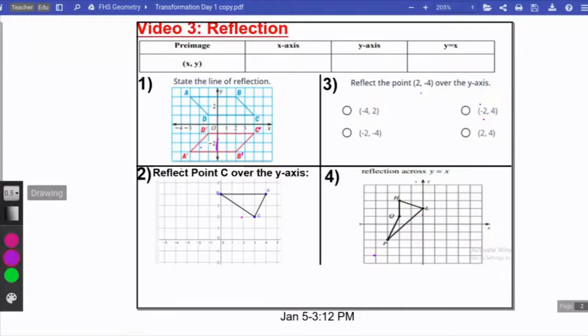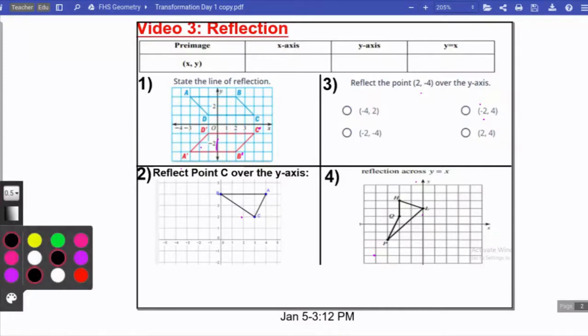All right, this video is video numero tres. What are we learning? In this video, you're learning about reflection. Reflection has FL. Do you want to guess what FL stands for? Flip. All right, just flip. That's what it means. You flip the picture, right?